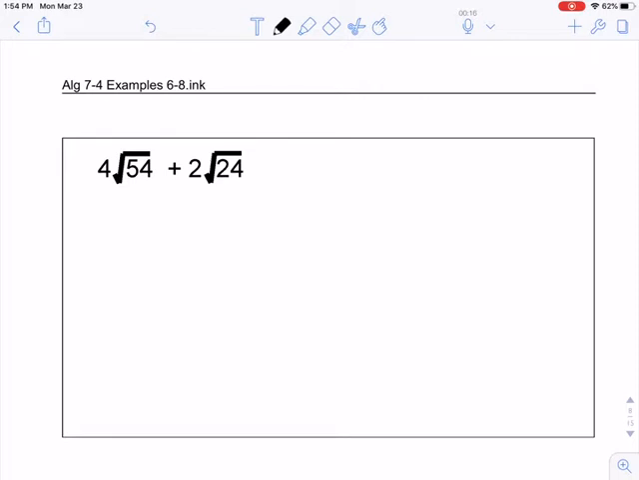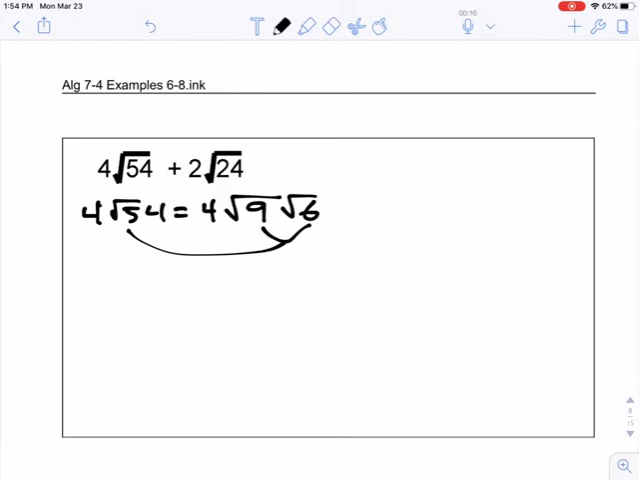Let's start with 4 times the square root of 54. So let's break that up into 4 times, well, I know I can pull 9 out of that, right? Notice I'm going right to this step, because I know 9 times 6 gives me 54. When I finish that up, I get 4 times 3, because the square root of 9 is 3. The square root of 6 stays unsimplified, and you wind up with 12 times the square root of 6.